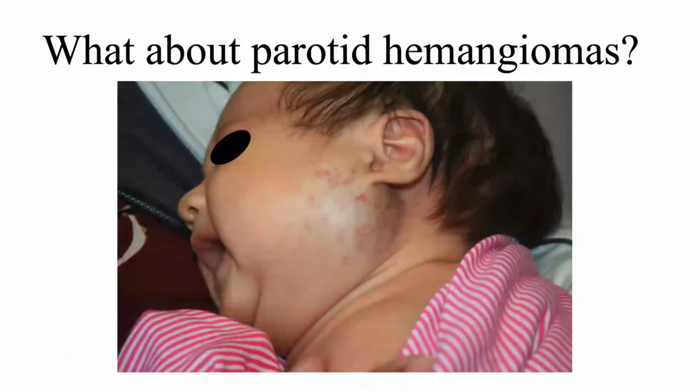And then what about parotid hemangiomas? So these are a special type of hemangioma. They tend to be very deep in the skin. They don't really have that super obvious bright red plaque on top of them. They fall into the category of segmental hemangiomas by virtue of their size and location.